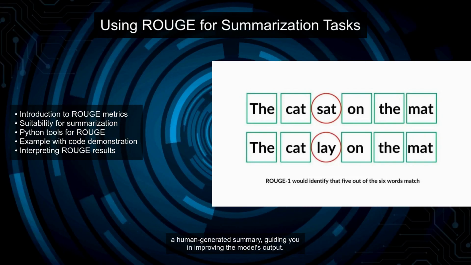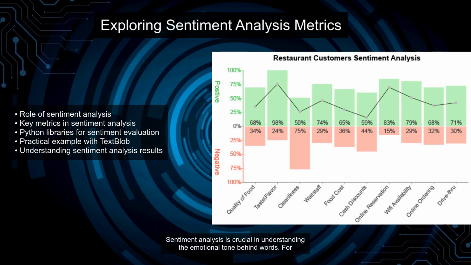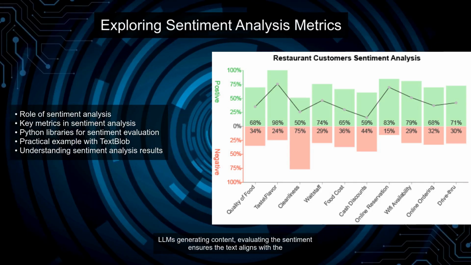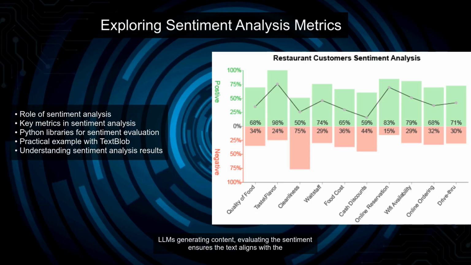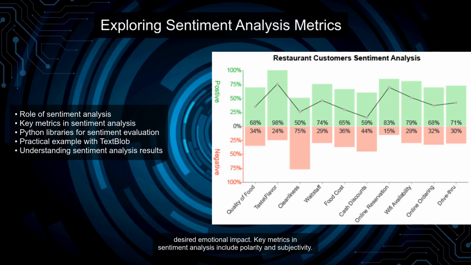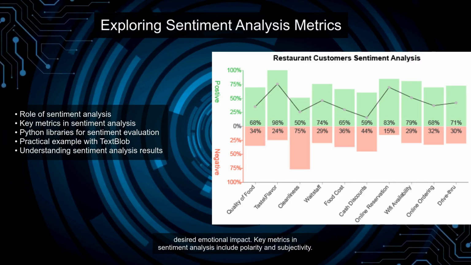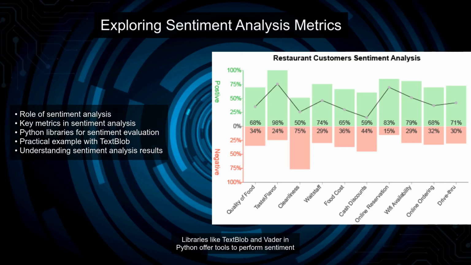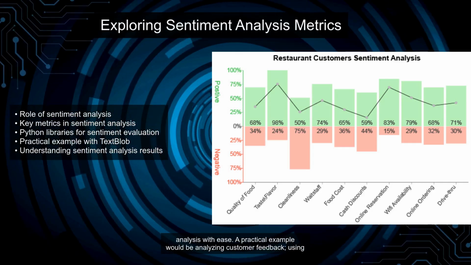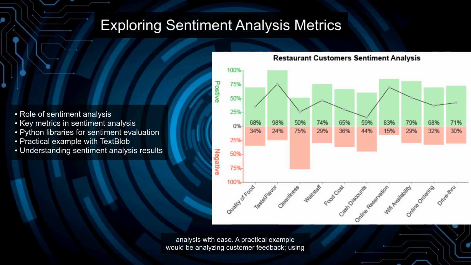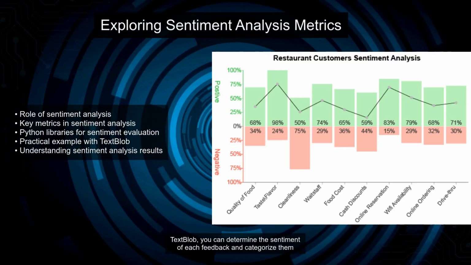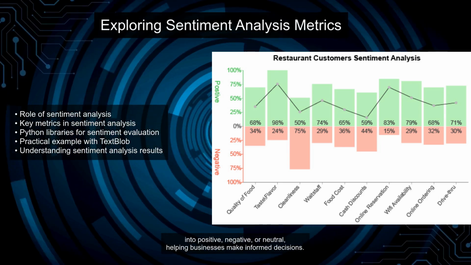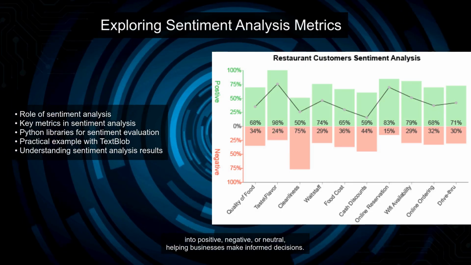Sentiment analysis is crucial in understanding the emotional tone behind words. For LLMs generating content, evaluating the sentiment ensures the text aligns with the desired emotional impact. Key metrics in sentiment analysis include polarity and subjectivity. Libraries like TextBlob and Vader in Python offer tools to perform sentiment analysis with ease. A practical example would be analyzing customer feedback. Using TextBlob, you can determine the sentiment of each feedback and categorize them into positive, negative, or neutral, helping businesses make informed decisions.